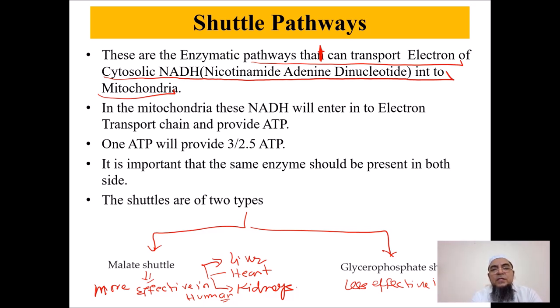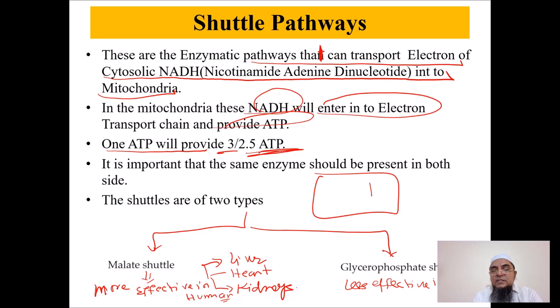In the mitochondria, this NADH will enter into the electron transport chain and provide ATP. As we said earlier, one NADH will provide 3 ATP. The new system says 2.5 ATP. It is important that the same enzyme should be present on both sides. So if this is a cell, this is the mitochondria, this is the cytoplasm, and if enzyme A is catalyzing a reaction here, it should be present inside as well.